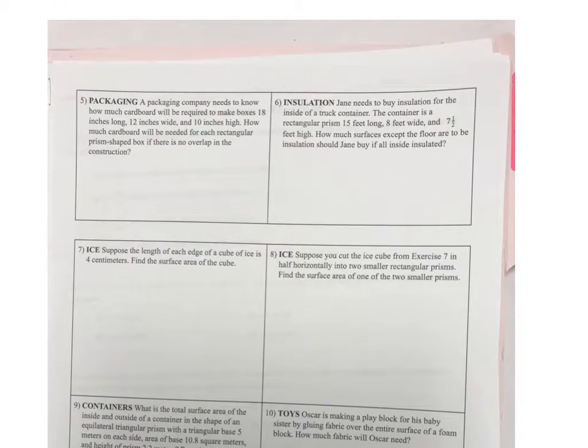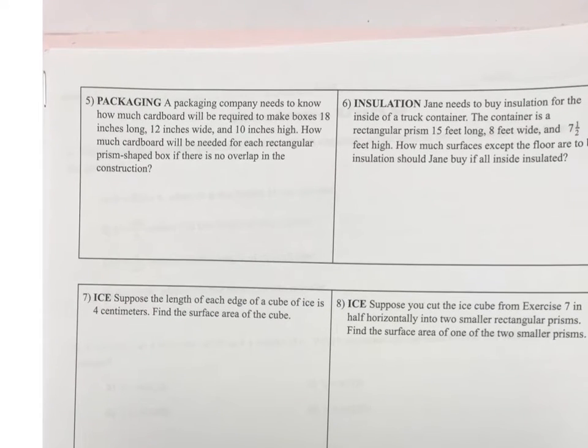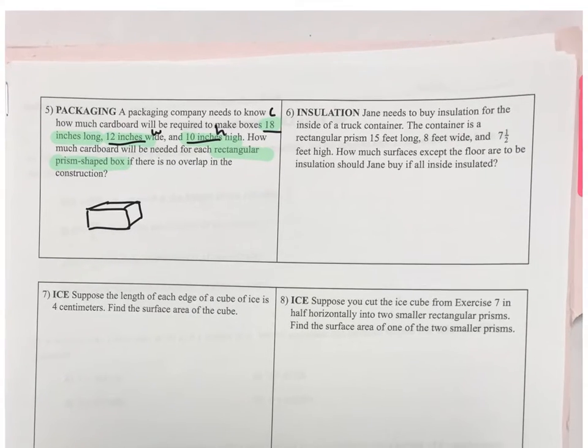Okay, and on the back, these are all word problems, so you may want to draw your own pictures. Number 5, a packaging company needs to know how much cardboard will be required to make boxes 18 inches long, 12 inches wide, and 10 inches high. How much cardboard will be needed for each rectangular prism shaped box if there is no overlap in the construction? Okay. So if you need to draw your own picture, you can do that. But 18 inches long, so that's your length, width, and height. So you kind of have everything you need, but if you need to draw a picture, do that.